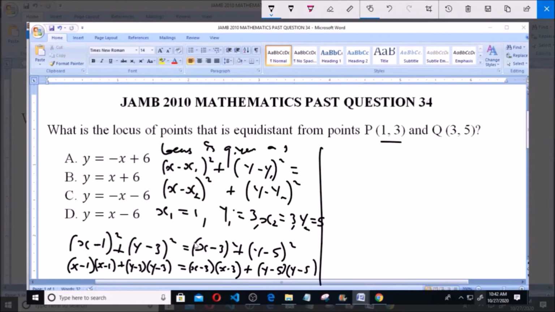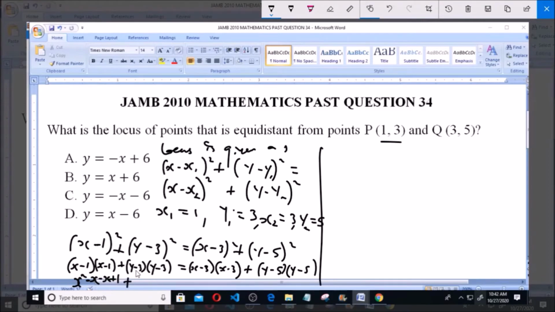So from this we can now open the brackets. Multiplying out the first expression, x times x gives us x square, then x times minus 1 gives us minus x, minus 1 times x gives us minus x, then minus 1 times minus 1 gives us plus 1.